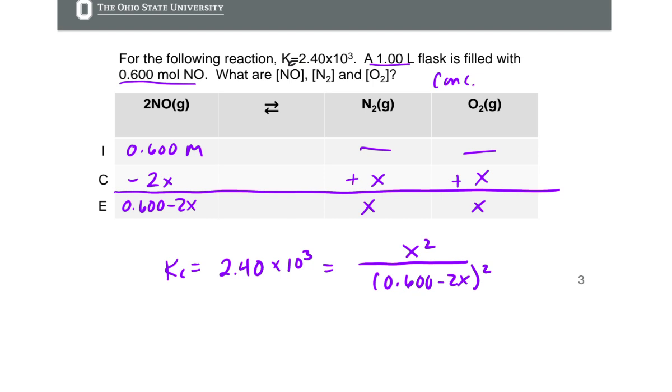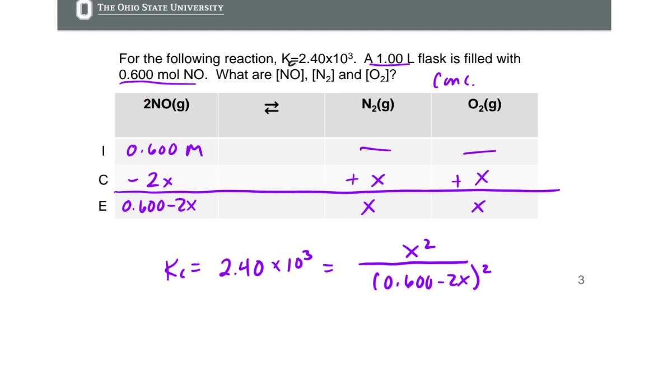All right. Did everyone get to this point? You feel comfortable getting there? Hopefully. Questions on getting to there? Yes? The denominator is squared because of the stoichiometry in our equilibrium.